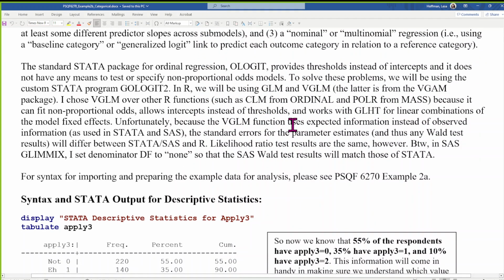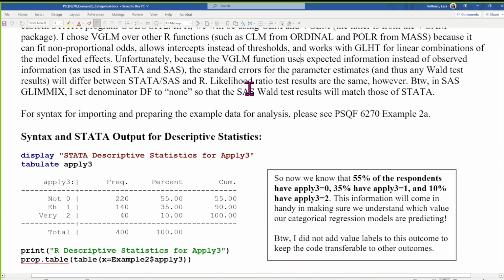Okay, yes, so that's all the stuff that's relevant here. I have a note about using SAS and stuff. We're still using likelihood ratio test results as well for everything that's going to be multiple parameter tests.